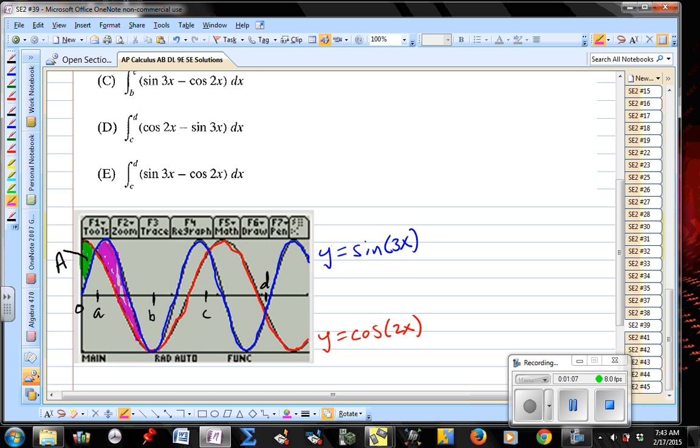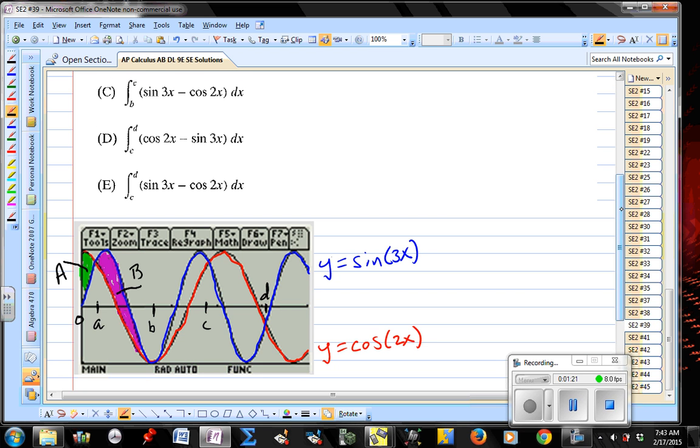We could take the time to find these points of intersection and calculate each integral, but that would take a lot of time. Let's see if we can visually inspect and tell which one is going to be the greatest integral. So we got two regions right now. In part C, they ask us to integrate from b to c of the sine minus cosine. So it'll be represented by the second green region here.